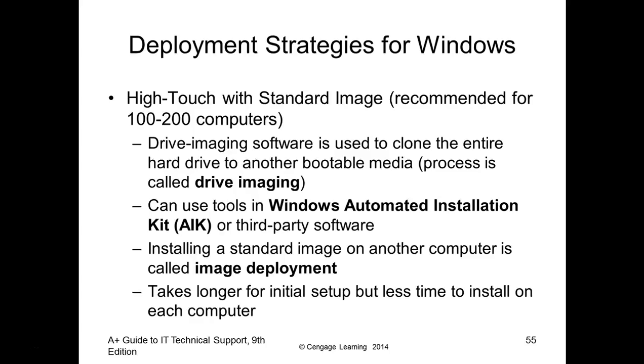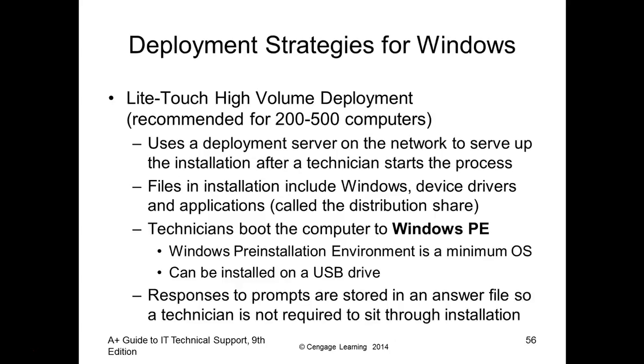So to do this, you have to use the Windows Automated Installation Kit, or AIK. Okay, that can kind of step you through creating the image, prepping it, and all that kind of stuff. Now, once you get the image created, you have to decide how you're going to actually deploy it. And that can be done in a couple different ways. Okay, so this is a light touch high volume. This is going to be using an image as well.